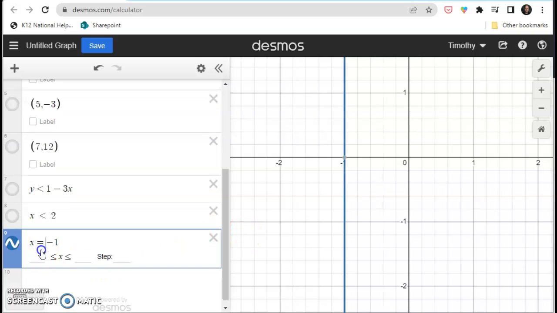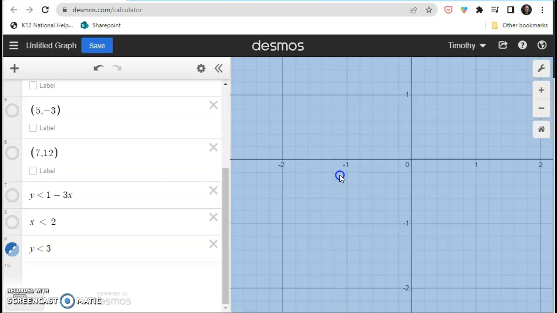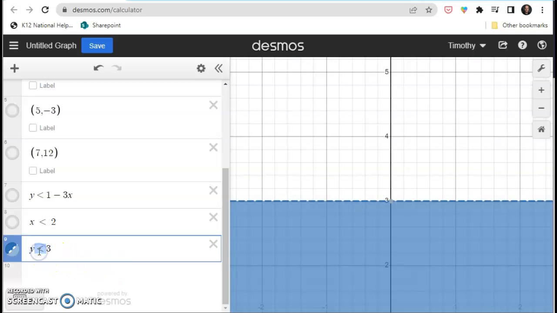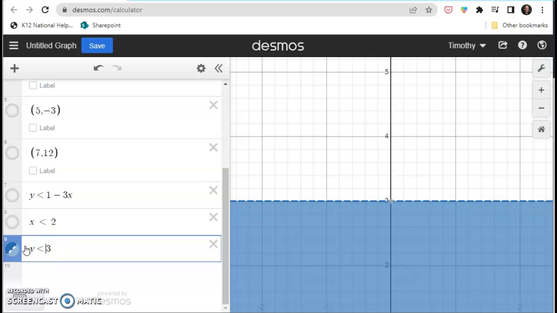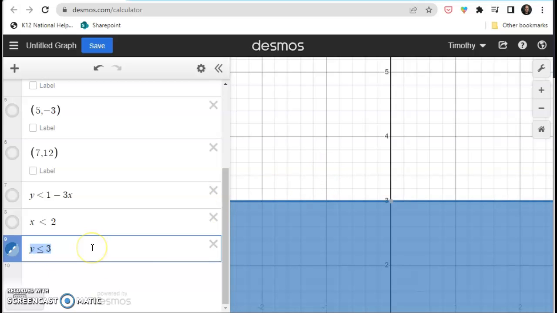Let's make them inequalities and see what happens here. How about y less than 3? Well, dashed line, and notice everything below 3 was shaded. Same thing as if I did greater than 3, now it's above. What if I did greater than or equal to? It would be a solid line. And if I did less than or equal to, it would be a solid line there as well. So there are horizontal lines. Hey, let's look at vertical.